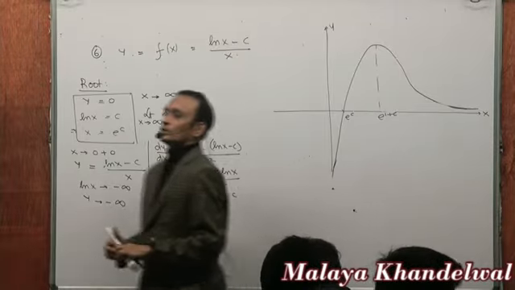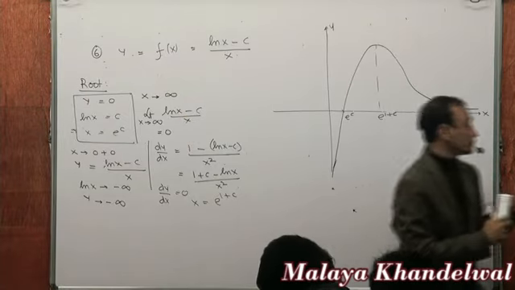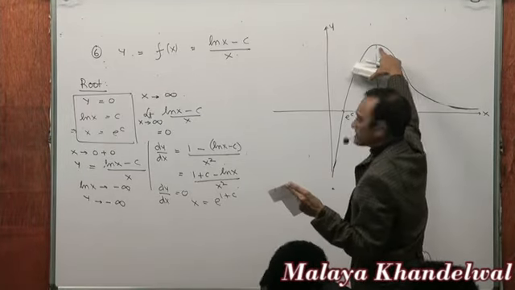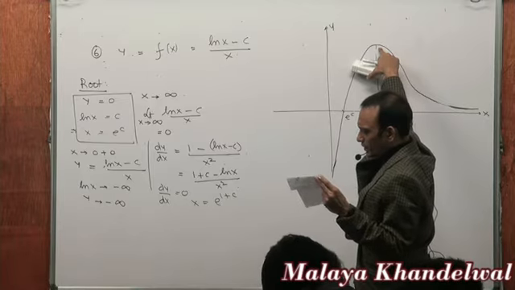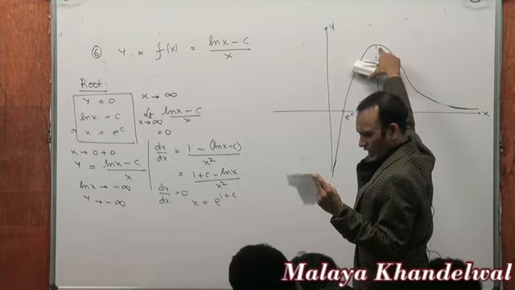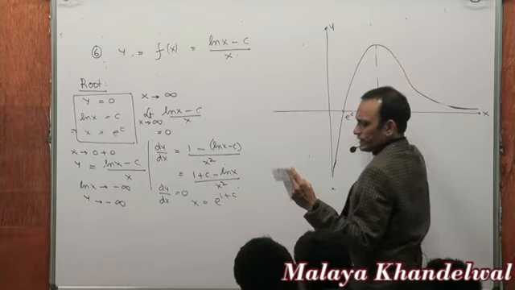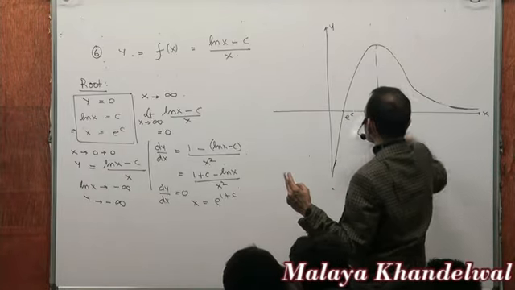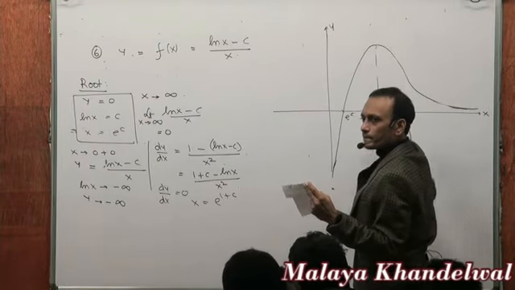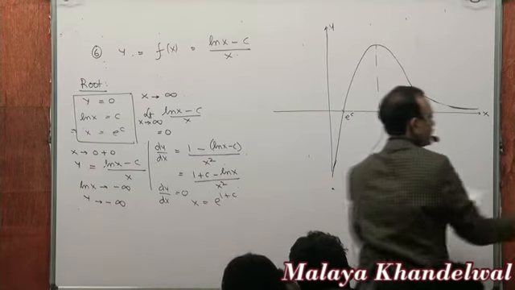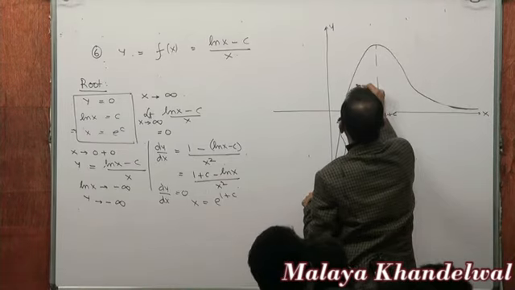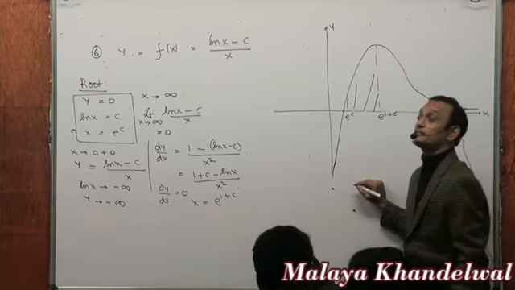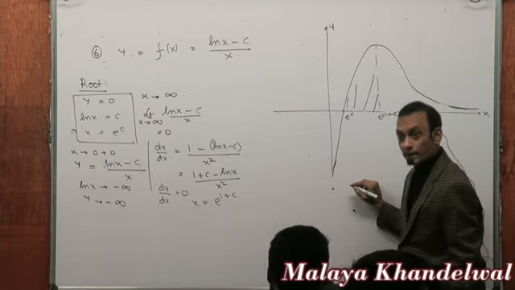Now, what area are they seeking? This is the point of maximum at x equal to e power 1 plus c, and this is the vertical line through the maximum point. The area bounded by the curve, the x-axis, and this vertical line. This is the area that is being sought, right? And we want to show that it's independent of c, right?